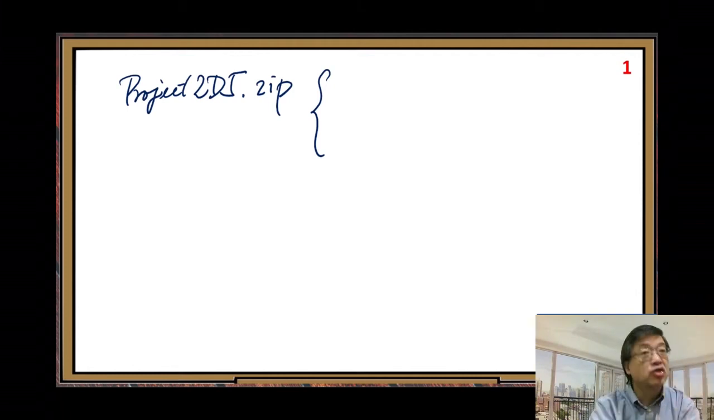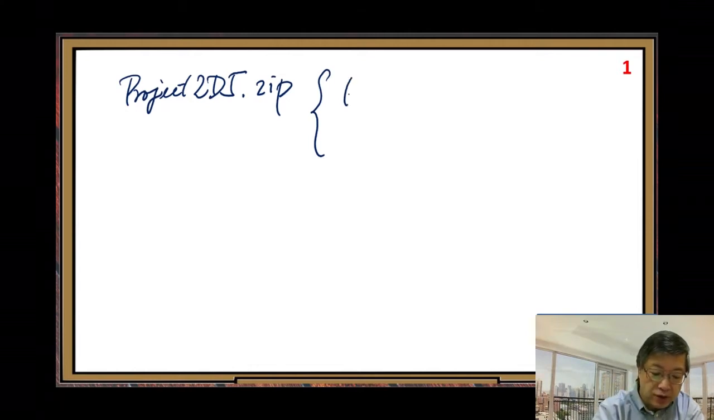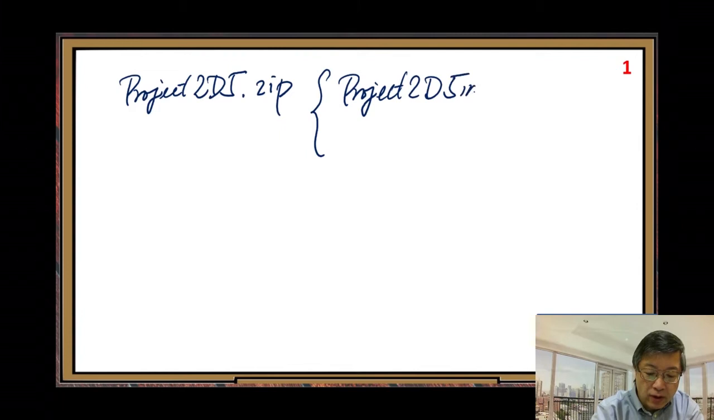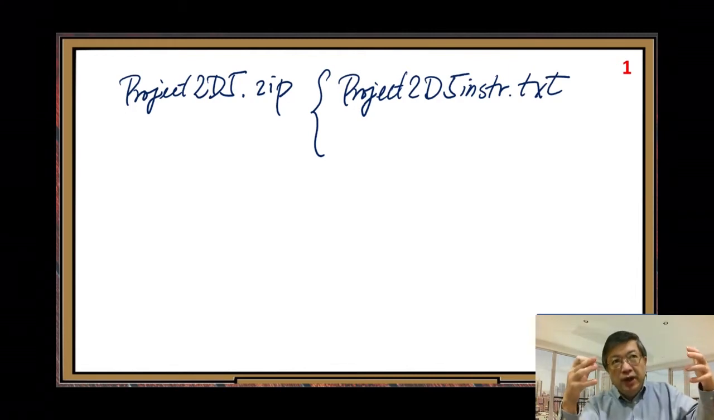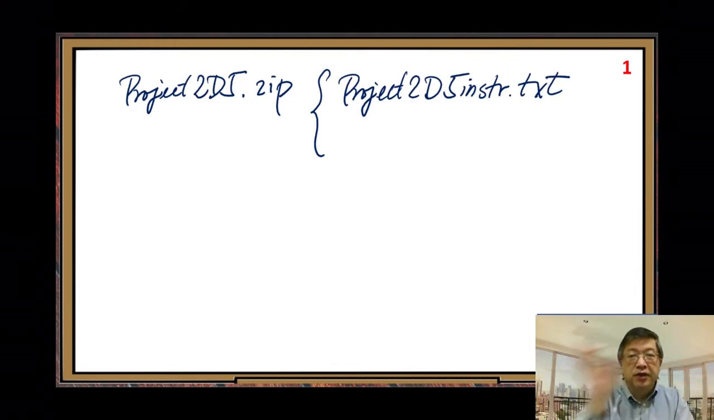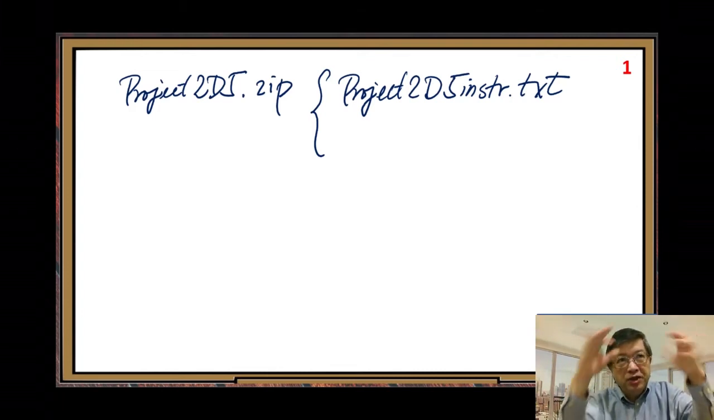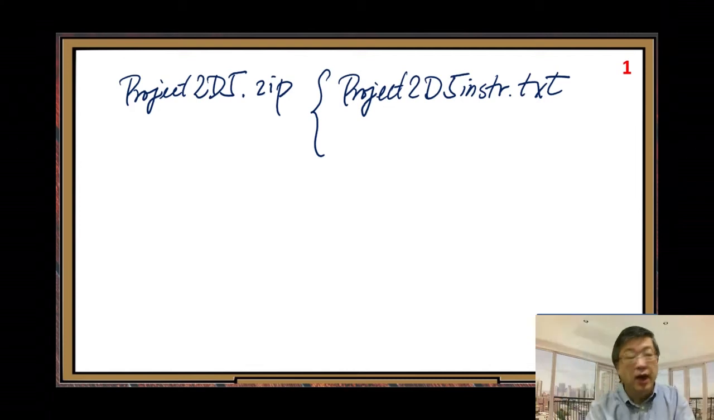The first one is our usual instruction file. It's a text file, project to d5 instruct.txt. So you open it in your text editor, and then we follow the code segments step by step. I will go through the whole file together with you.